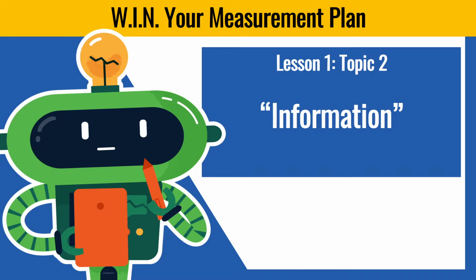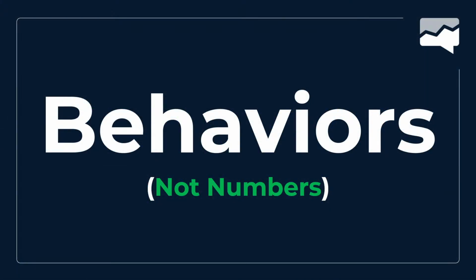Your measurement plan continues, lesson number 1 with our second topic, information. This is the secret to information. It's not about the numbers. As much as you've been seeing numbers here, I get that. You've been seeing numbers, but behaviors is really what matters. And that's the mental shift that you make.